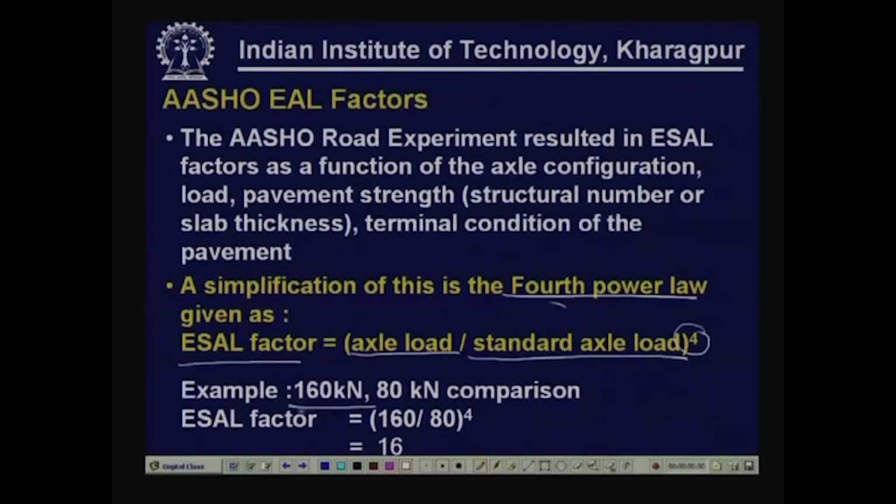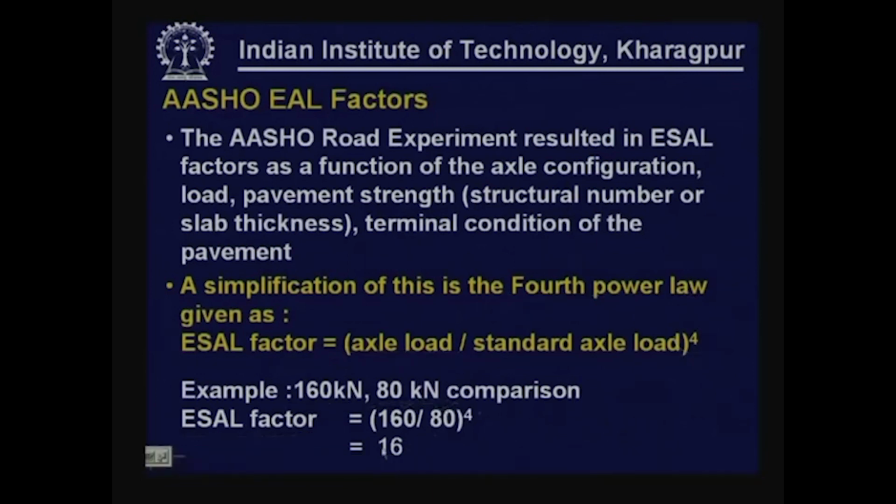For example, if we are referring to a 160 kilonewton load and we are trying to convert that into an equivalent number of 80 kilonewton standard axles, the conversion factor, or rather the equivalent standard axle load factor, will be 160 by 80 to the power 4, that is equal to 16. This means that a 160 kilonewton axle is capable of producing about 16 times more damage compared to an 80 kilonewton axle. So, this way you can obtain equivalent standard axle load factors for different load groups, only we have to use the fourth power law.